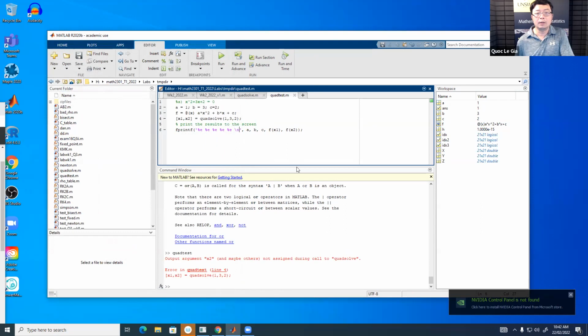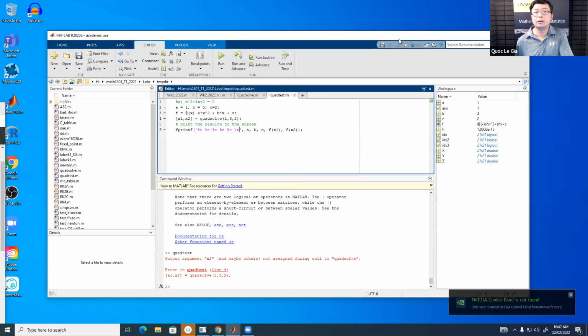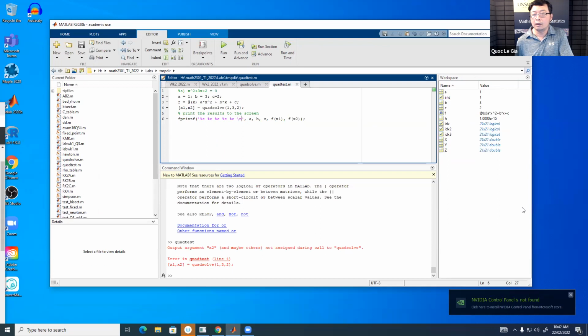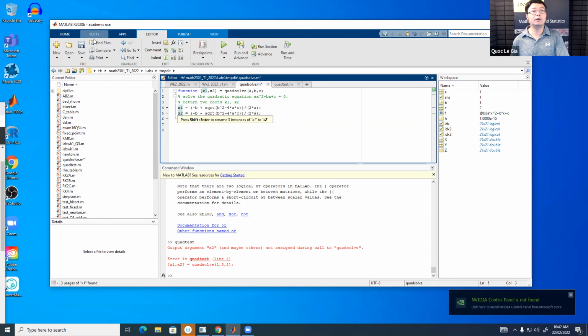So there's some errors here. So where's the errors? Output x2 is not assigned. Okay, so you go back to, so we set up x1 and this one should be x2, yeah. Okay, so now you save it. You go back to this.